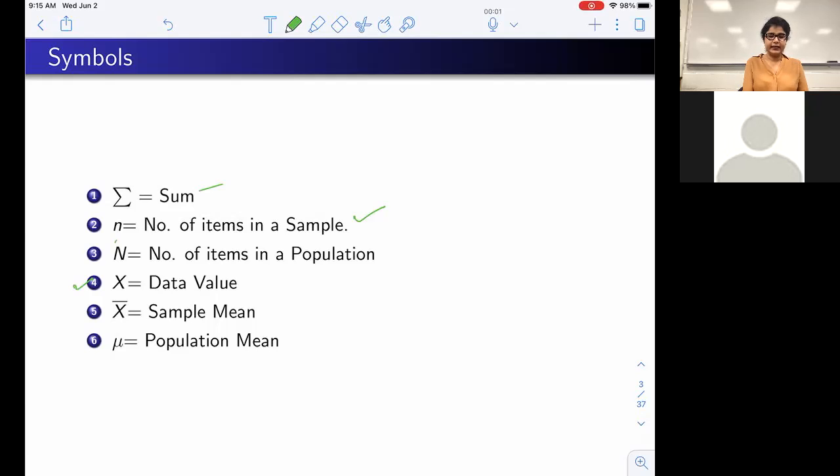x bar is used for the sample mean, and the mu sign represents the population mean. You will write it down as mu. Whenever you write mu, that means population mean, and whenever you write x bar, that means sample mean, throughout this course.